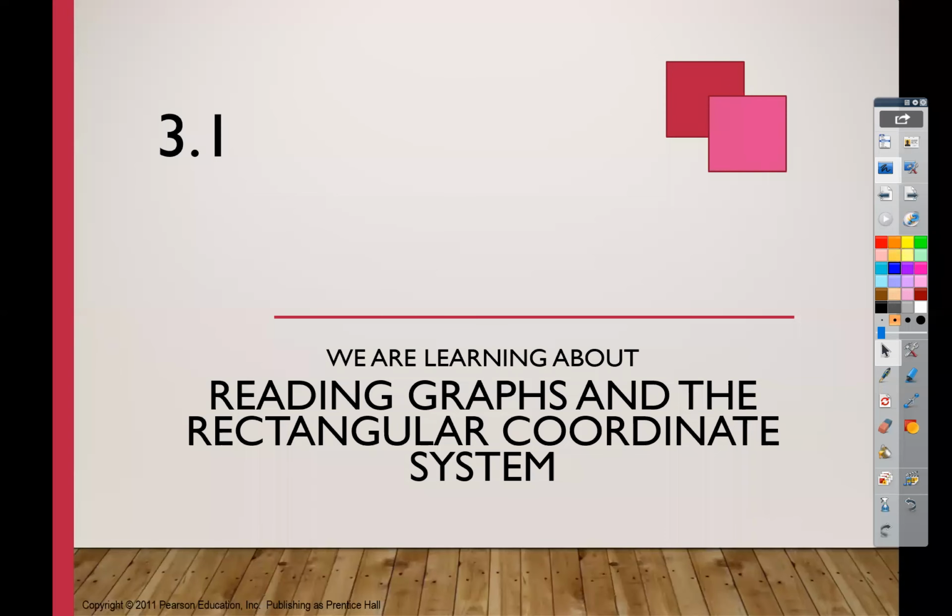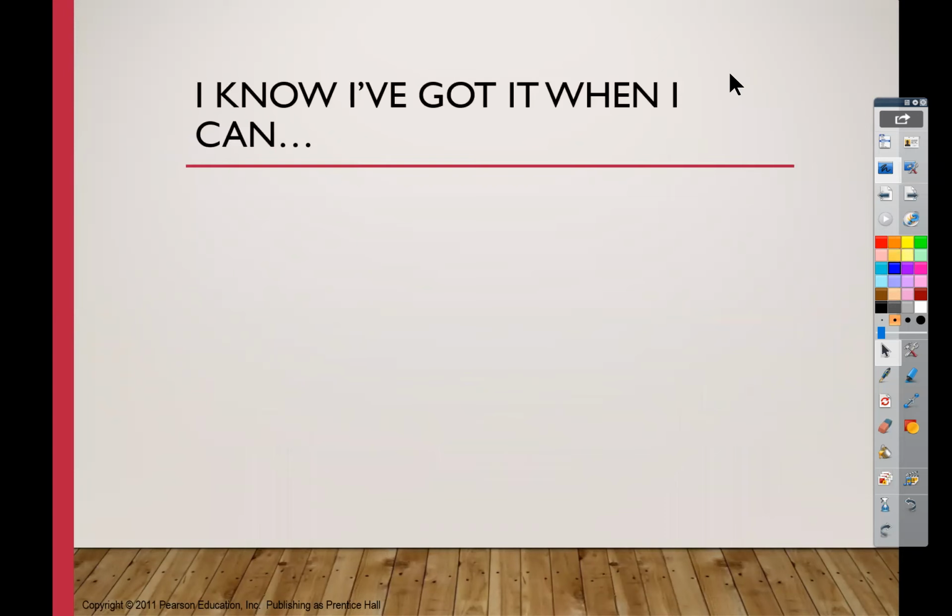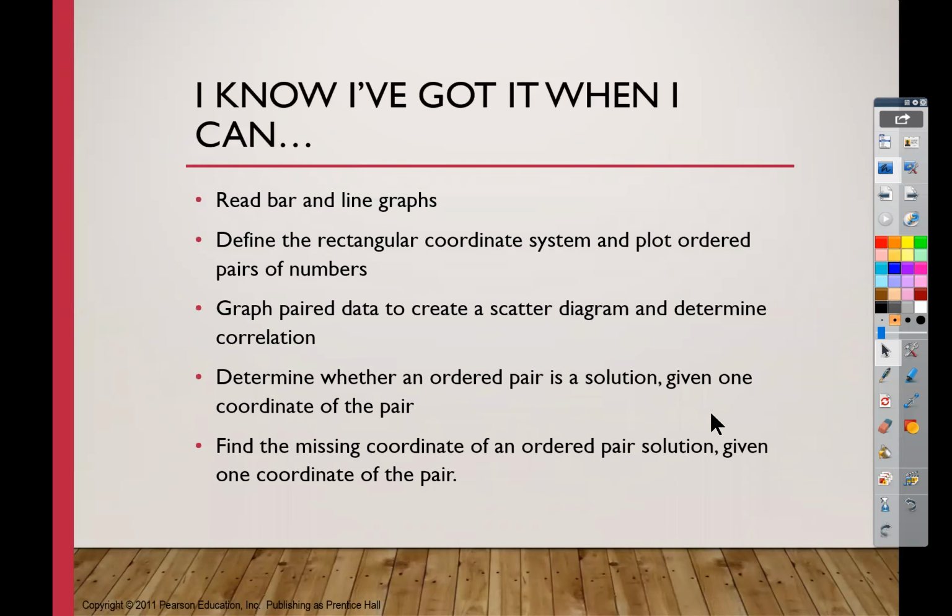Right, today we are learning about reading graphs and the rectangular coordinate system. I know I've got this when I can read bar graphs and line graphs, define rectangular coordinate system, and plot ordered pairs of numbers, graph paired data to create scatter diagrams and determine correlation, determine whether an ordered pair is a solution given one coordinate of the pair, and find the missing coordinate of an ordered pair solution given one coordinate of the pair.